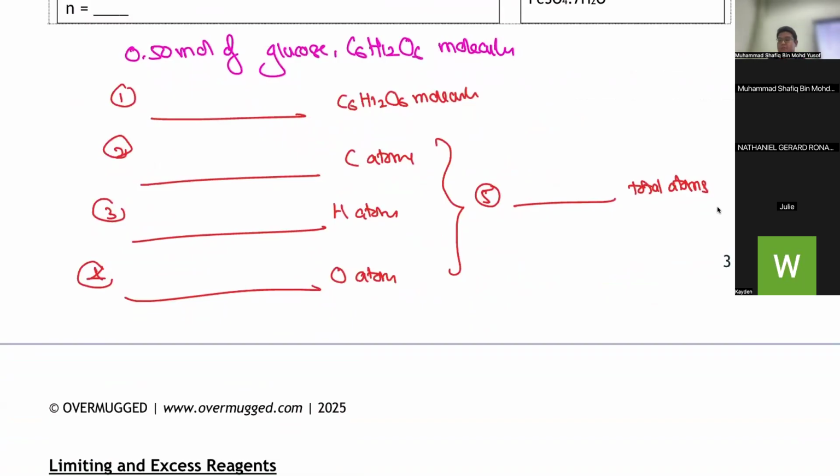Okay, just go and do the calculation. So figure out the math. Find for me how many molecules and how many atoms. Okay, let me top up my drink first.